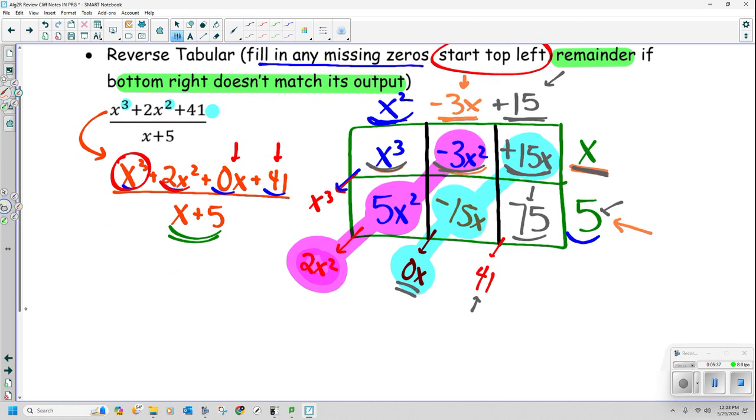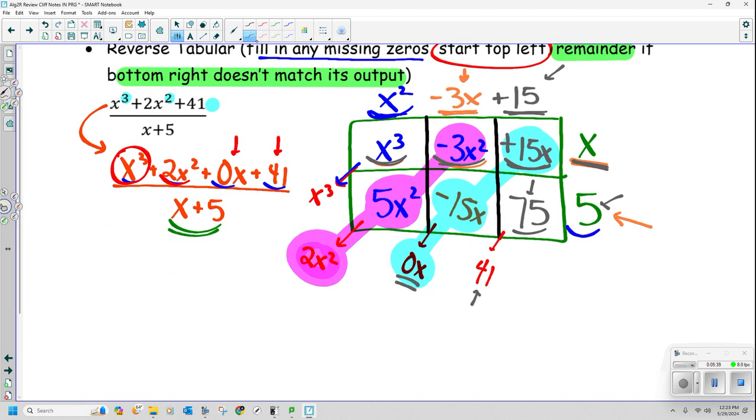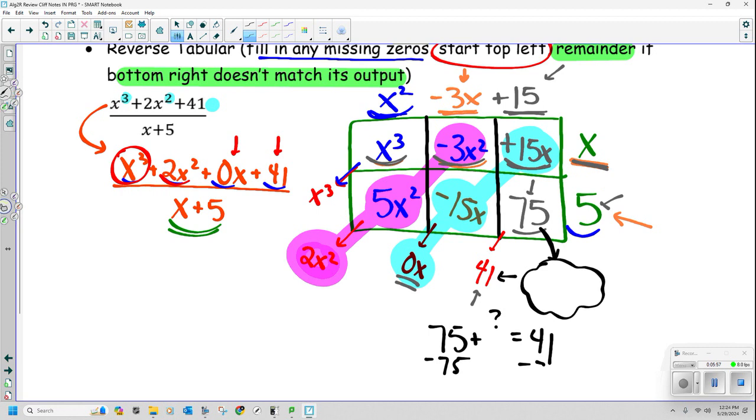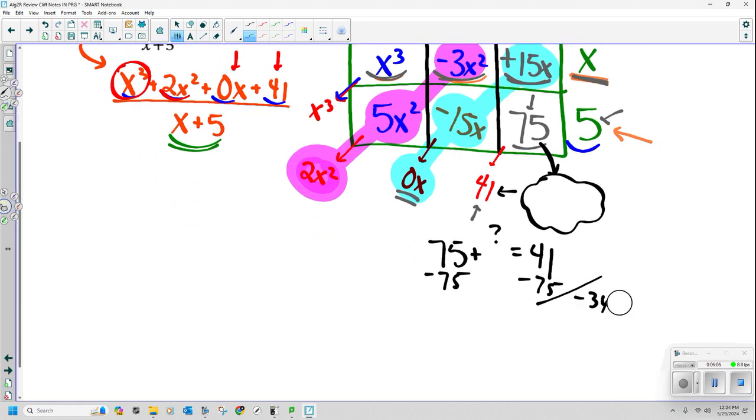I'm running out of colors here. I have 75, but I have to make an adjustment to it so that it equals 41. If I have 75, what do I add to it to get to my 41? It's just a one-step problem. I just subtract 75 from both sides, and I'll get negative 34. That's not a fraction. I should really write it like this.